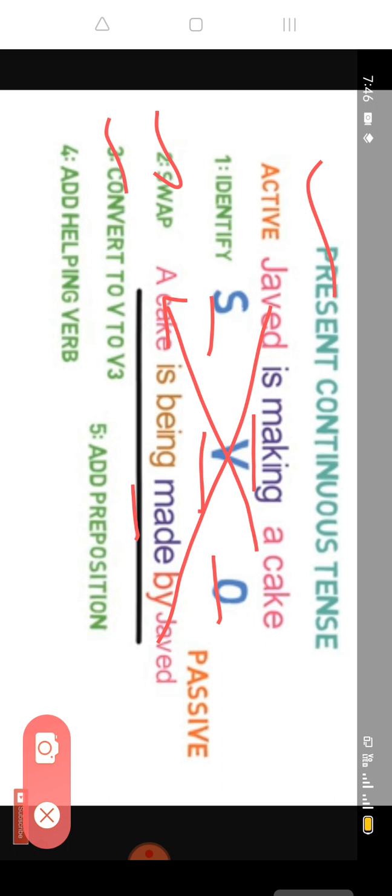Now, the next step would be to add the helping verb, and the helping verb would be is plus, if there would be ing form, then we need to put being. So, we will put being in past and future continuous tense. And you can see a cake is being made, and at last we need to put there the preposition by. So, we have put it here. In this way, we can make active voice into passive voice.